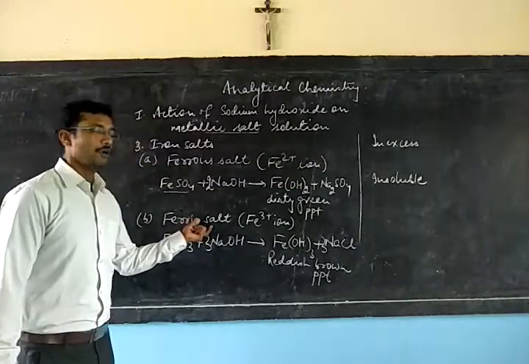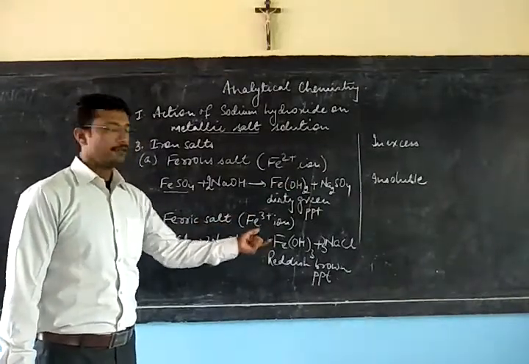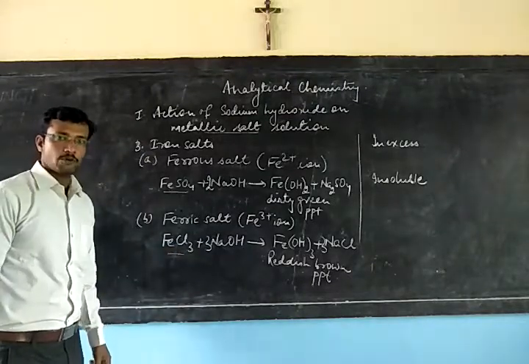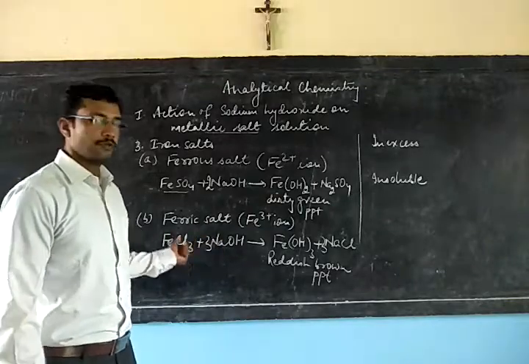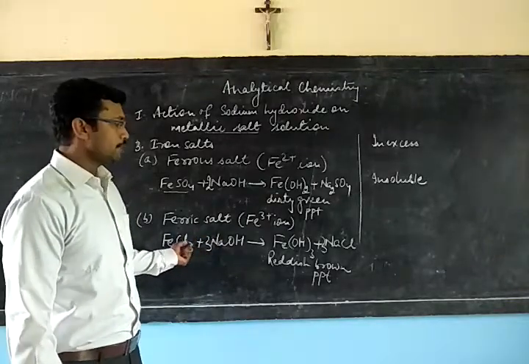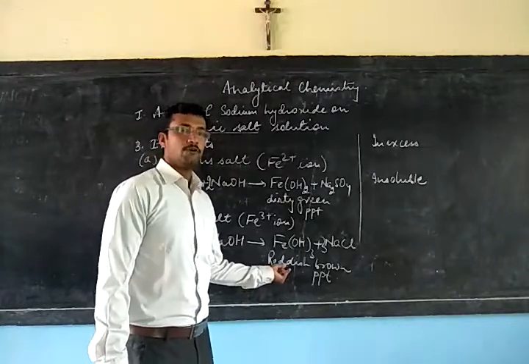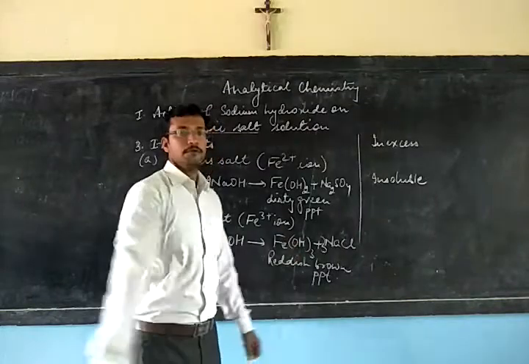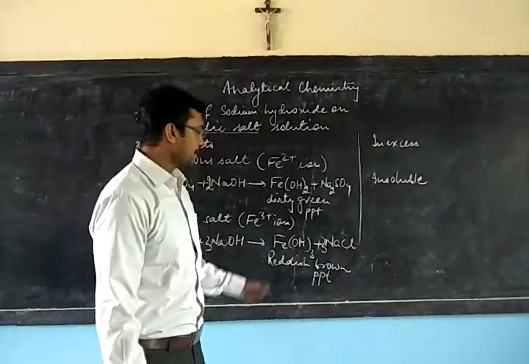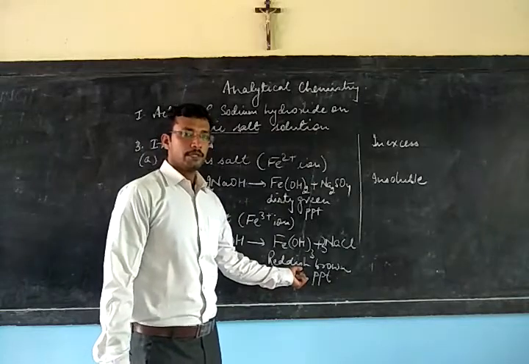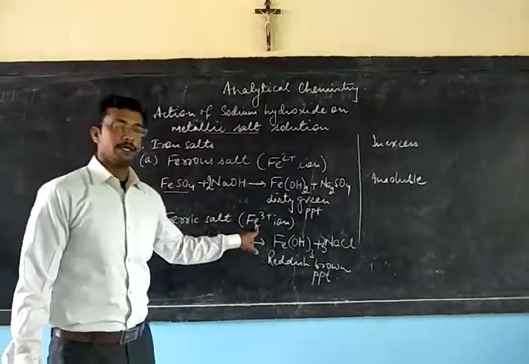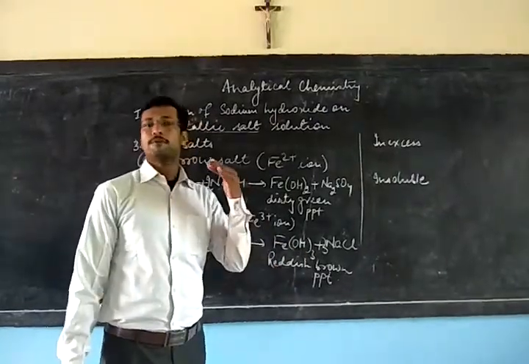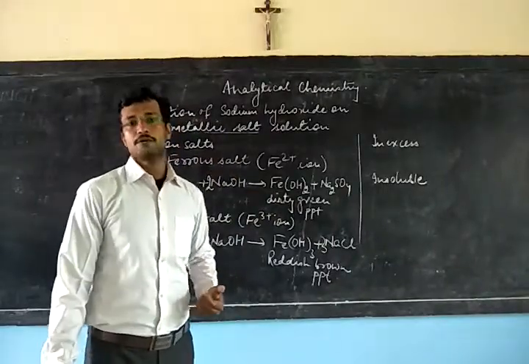Now coming to the ferric salt, that is Fe3+ ion, we will carry out the same process. We are going to take ferric chloride solution and add sodium hydroxide solution to it. It is found that we are going to get a reddish brown precipitate because of ferric hydroxide forming. So this color of precipitate gives you the hint that the salt now contains ferric ion in it. And this is the color we are going to get on addition of a small quantity of sodium hydroxide first.